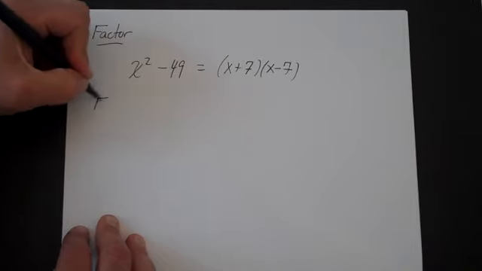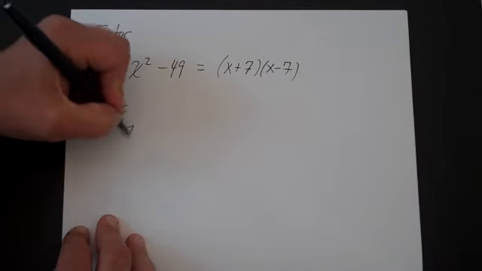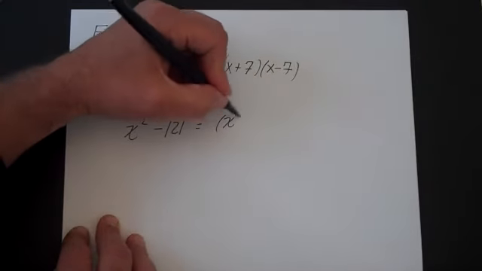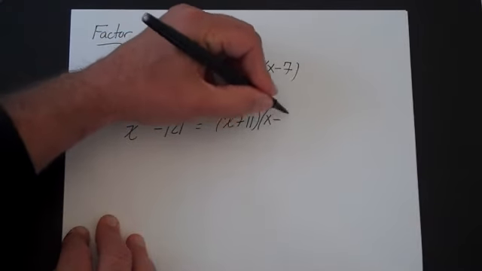So let's do another one. Let's factor x squared minus 121. That will factor into x plus 11, x minus 11.